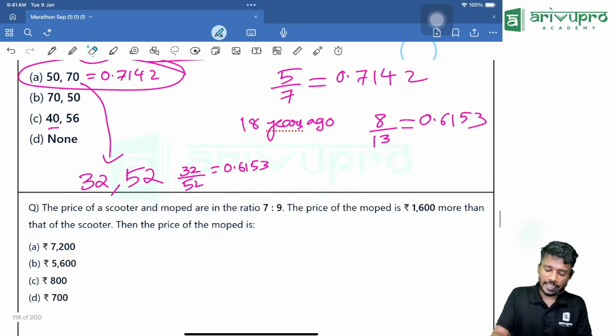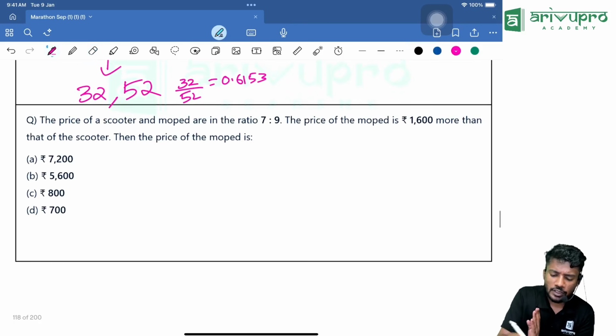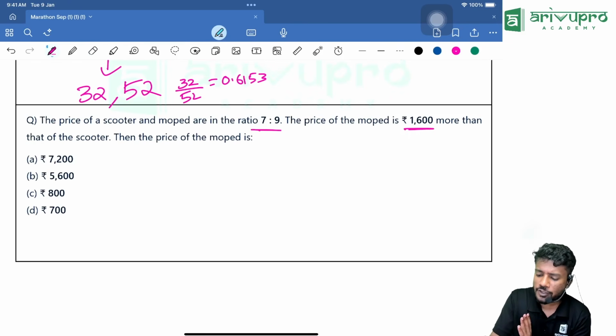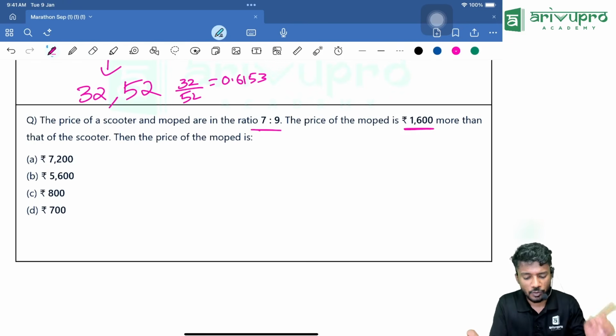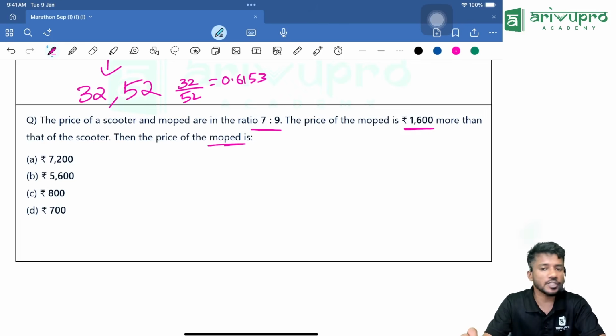Next. The prices of a scooter and a moped are in the ratio 7:9. The price of the moped is 1,600 more than that of the scooter. The price of the moped is how much? Easy question. We will check.